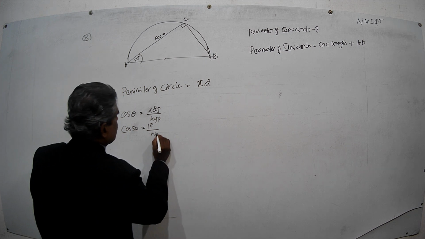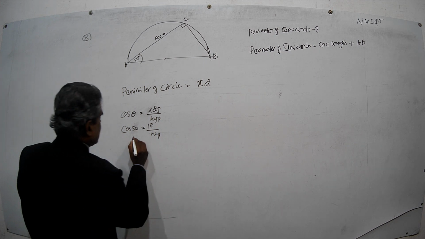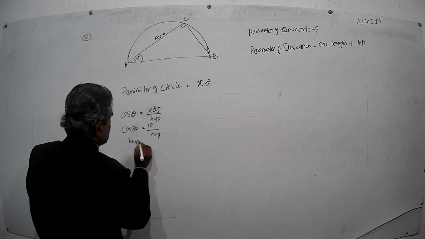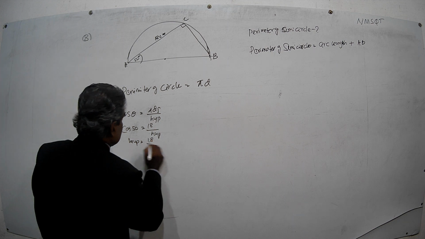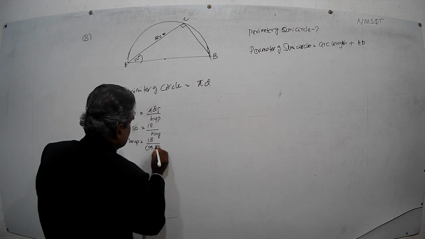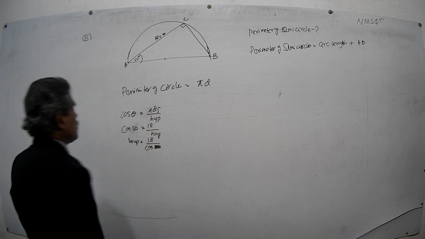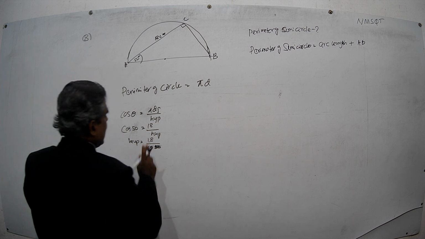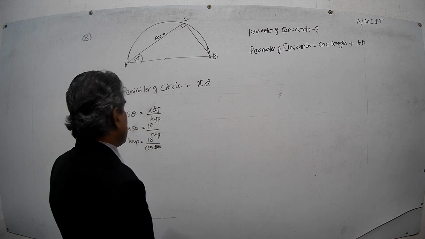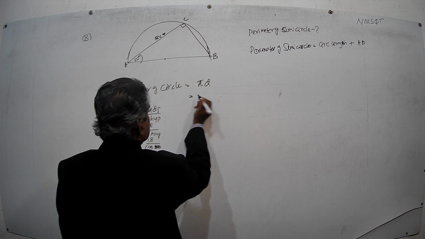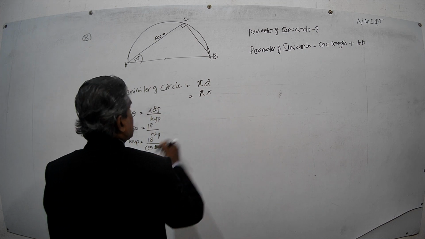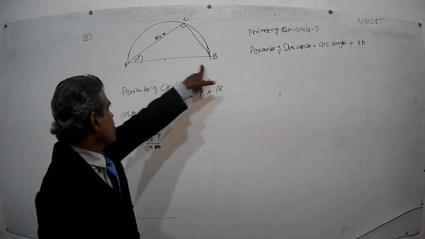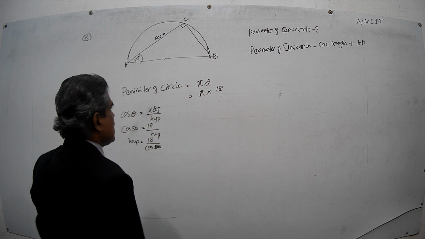Then take this to this side, take that to that side. Then the hypotenuse goes here and cos 50 goes down. Then 18 divided by cos 50. Hypotenuse is the diameter. Then diameter will be equal to 18 over cos 50. I take it as it is right now. Here we can find pi times diameter, and the diameter is this hypotenuse AB.